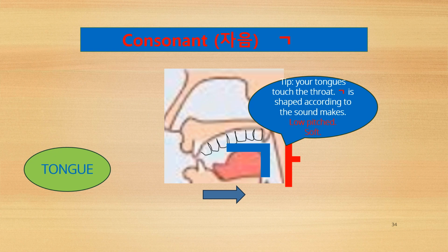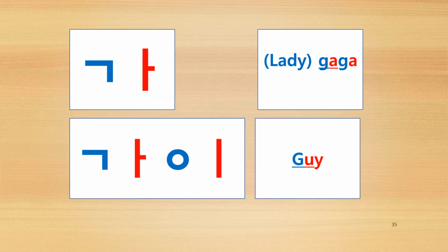And then Korean consonant, 그 sound. When you pronounce it, your tongue touches the throat. So pronounce it, 가, 가, 가. 가 is shaped according to the sound it makes. So you can feel it, 가, 가, 가, low pitched and soft. And then equivalent: Lady Gaga and the guy.